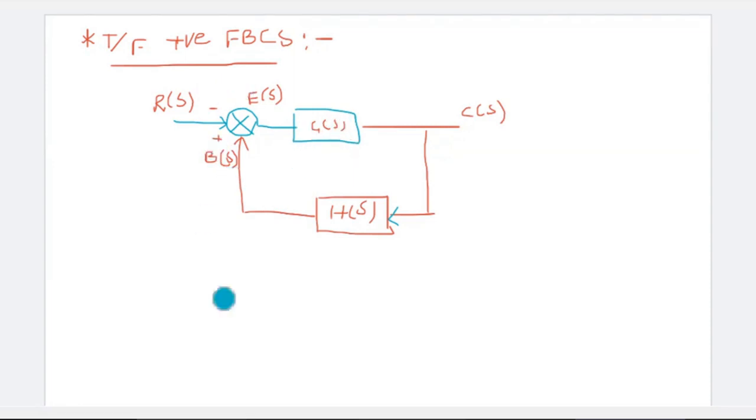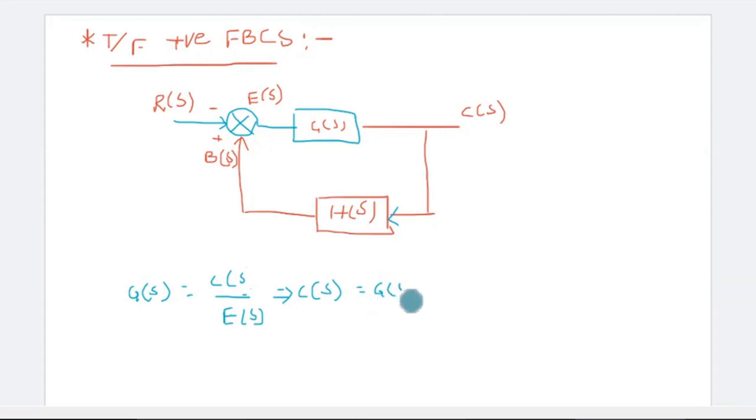Okay, in this also we have to find out G of s. What's the G of s? C of s by E of s. Yeah, good, ma'am. C of s output by input of that block. C of s is the output and the input of that block is E of s. Okay, from this equation find out C of s. What's the C of s from this one? G of s into E of s. Yeah, good, ma'am. G of s into E of s. Consider that is equation number 1.